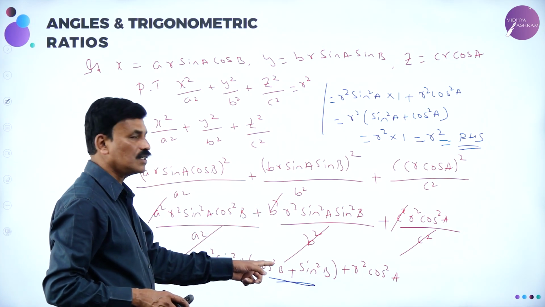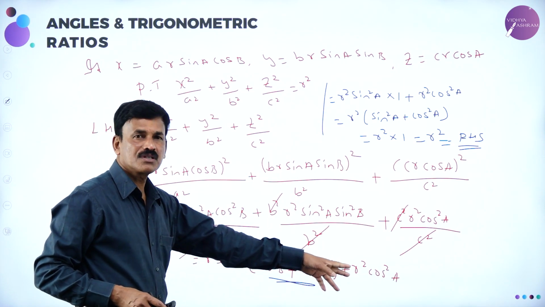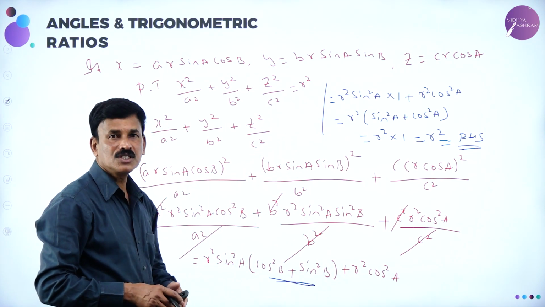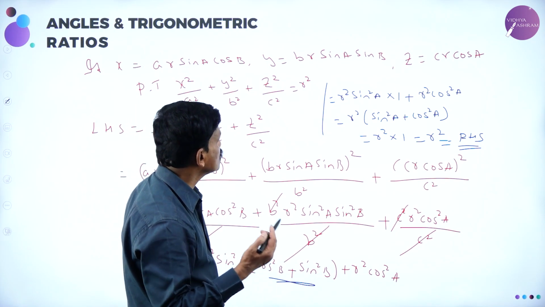What is left over is cos square b plus sin square b is 1 plus r square cos square. Again r square common factor. Sin square a plus cos square a is equal to 1, which is a required answer.